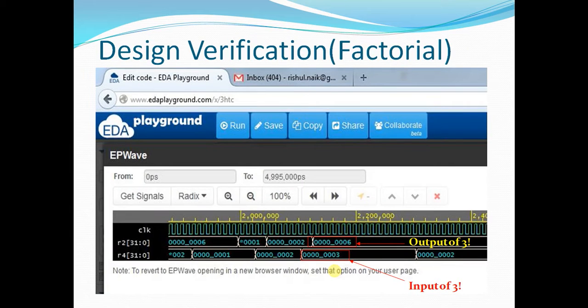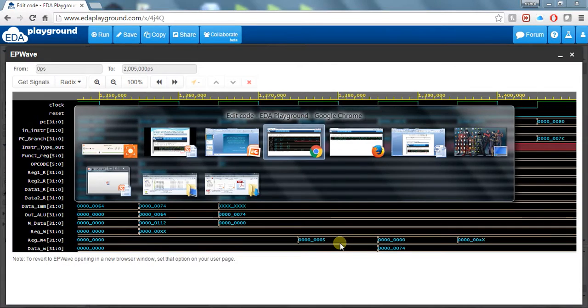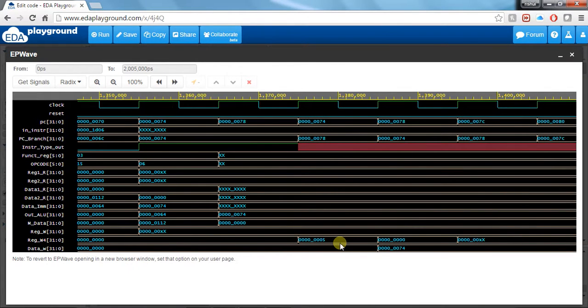The design verification of the factorial program is very simple. On running the code, we see the input, which is 3, we're defining 3 factorial, gives you an output of 6, being 3 into 2 into 1. The real-time execution is shown on the EDA Playground website.